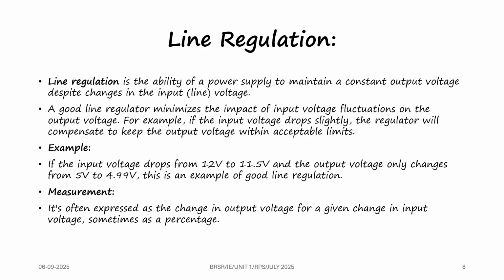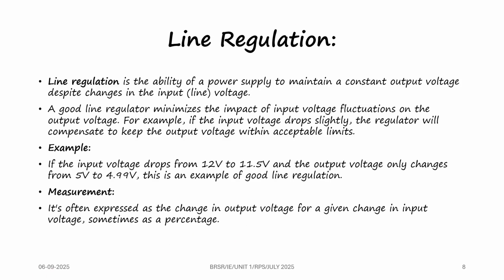There are two important terms associated with RPS. One is line regulation, the other is load regulation. Line regulation is the ability of the power supply to maintain a constant output voltage despite changes in the input line voltage. A good regulator minimizes the impact of input voltage fluctuations on the output voltage. It is often expressed as a change in the output voltage for a given change in the input voltage, sometimes as a percentage.